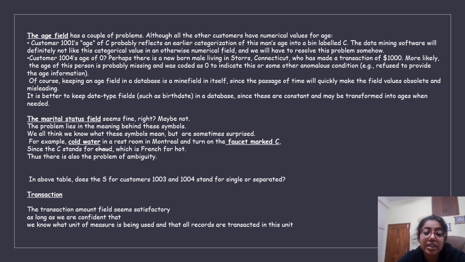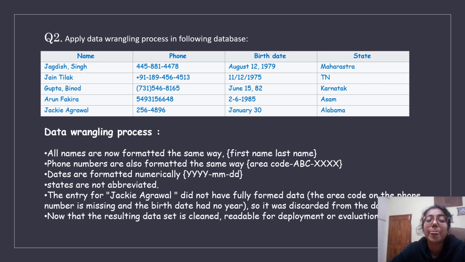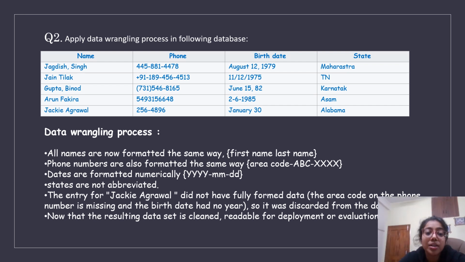The transaction amount field seems satisfactory as long as we are confident that we know the unit of measure. Question 2. Apply the data wrangling process to the following database. All names are now formatted the same way, that is first name then last name. So here, given the names, we can see Jagdish Singh, Jain Tilak. So we'll convert Jain Tilak into Tilak Jain, and Gupta Binod into Binod Gupta, Arun Fakira, and Jackie Agrawal.